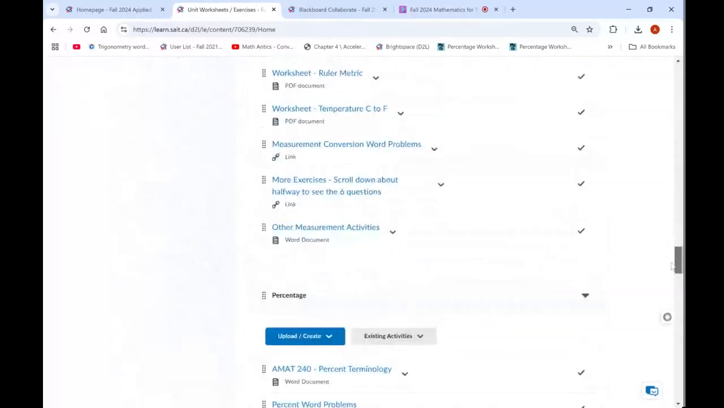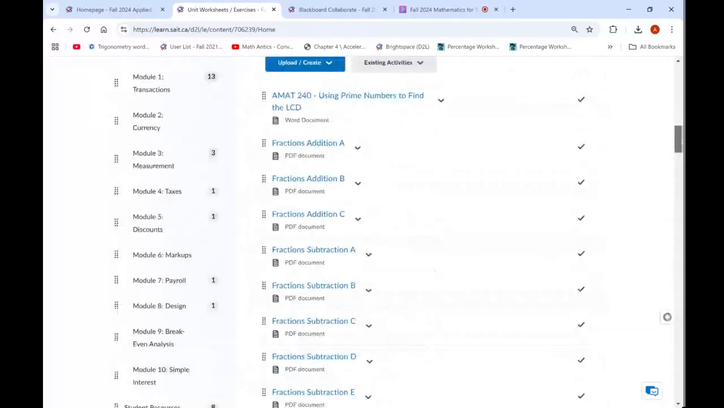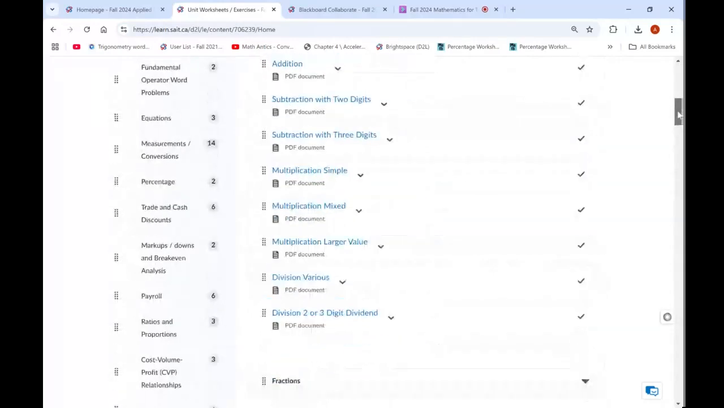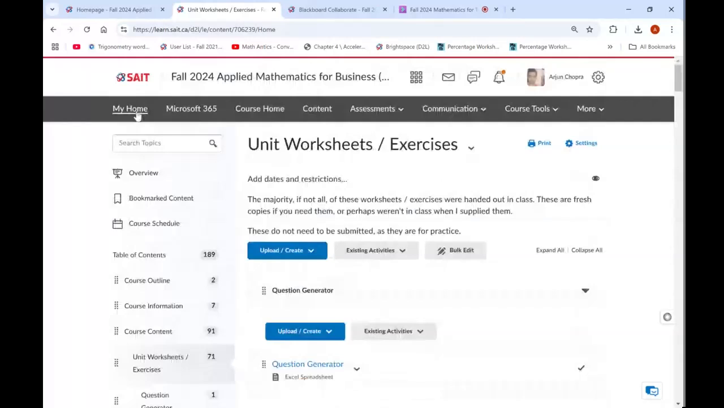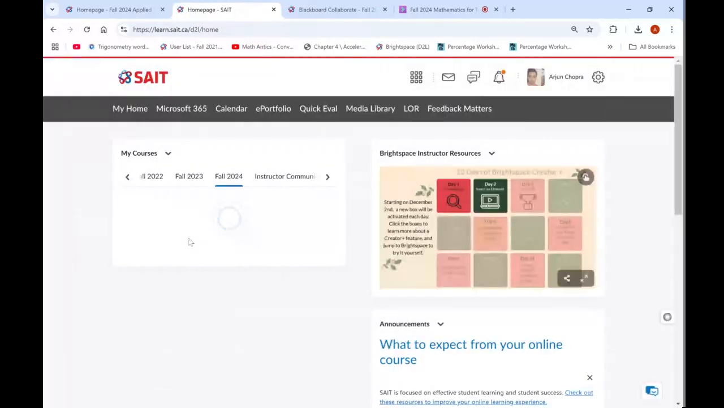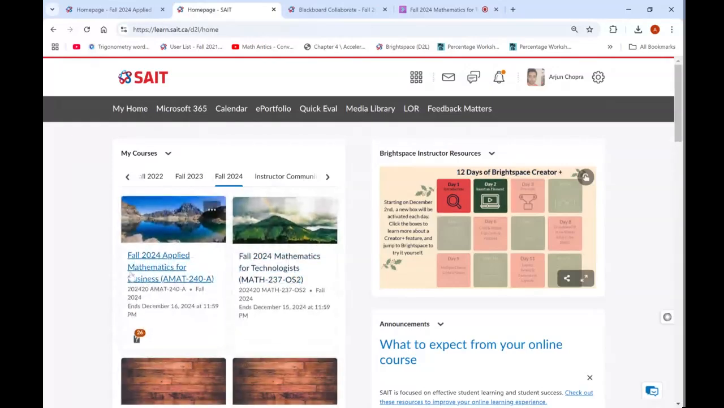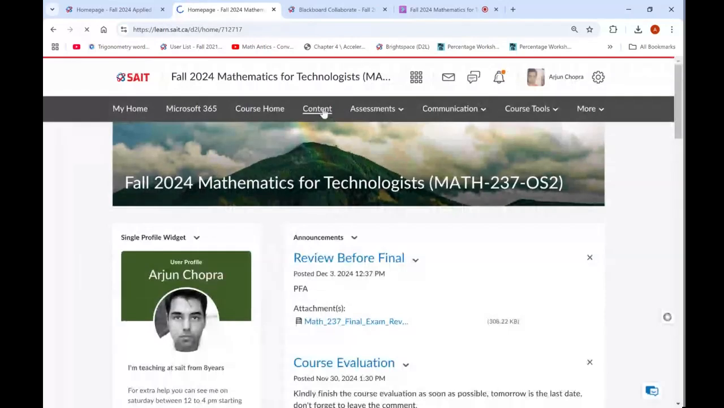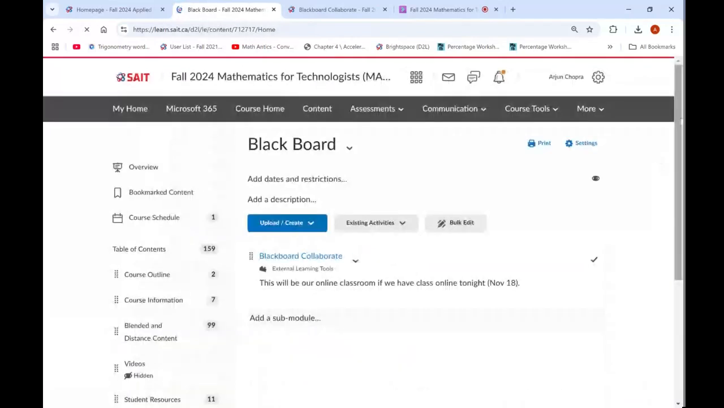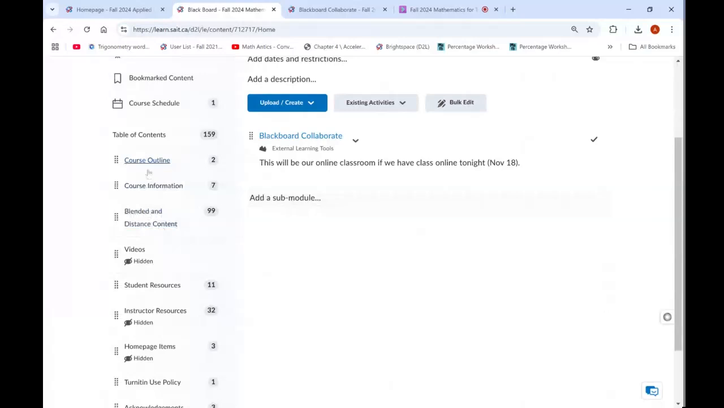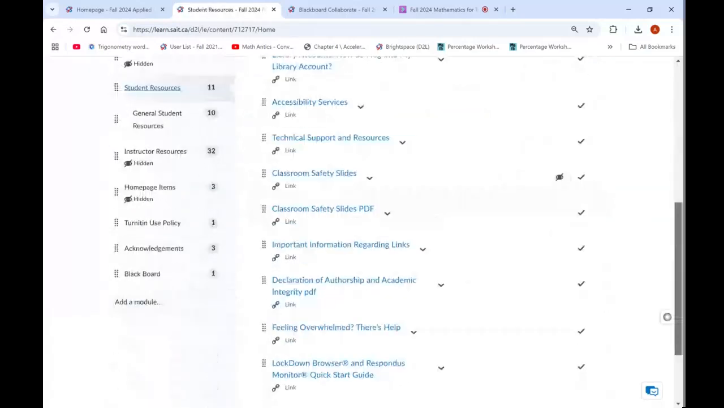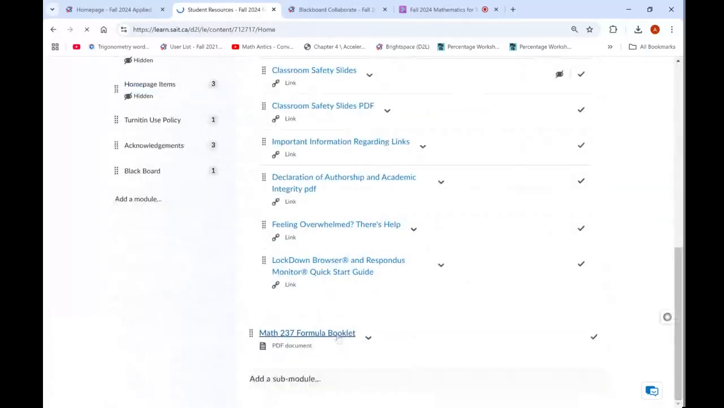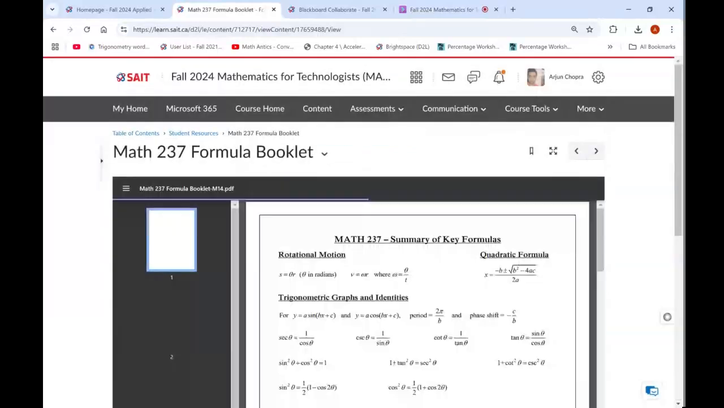So somewhere down here, student resources, I should look into first of all. Oops, I think I'm in the wrong course. Now I should go out of this one. I was in the business math course, so I should go into this one, and under content, and then student resources, and then there comes the formula booklet. So this is the formula booklet I'm talking about.